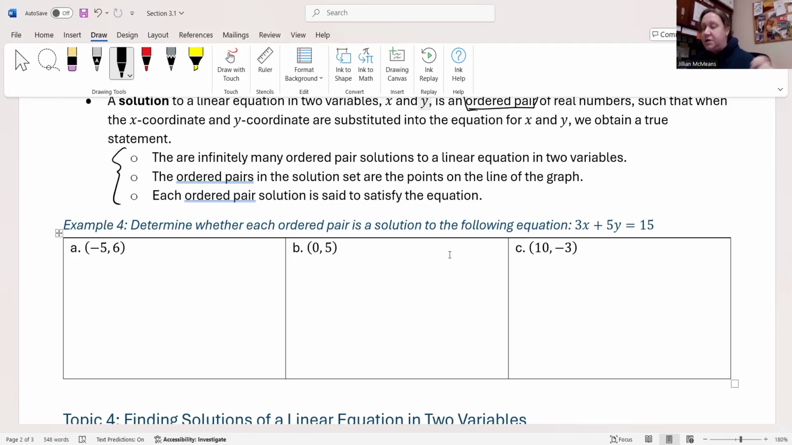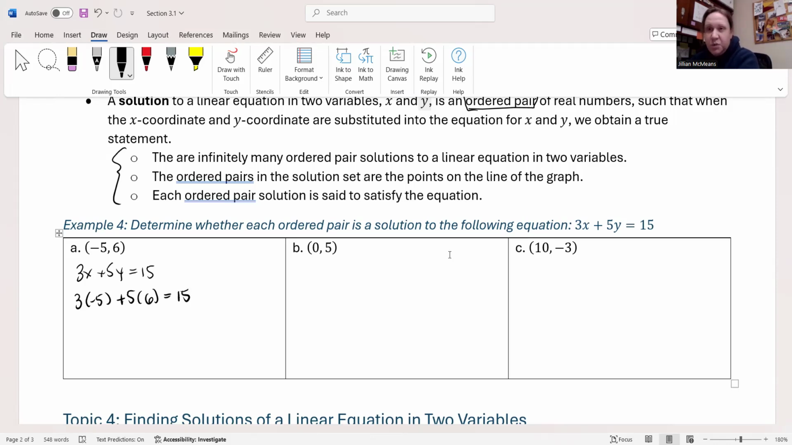Like I said earlier, you take the x coordinate and plug it in for x, you take the y coordinate and plug it in for y, and then you simplify to see if you get a true statement. Our equation here is 3x + 5y = 15. We know there are infinitely many solutions to this equation because this forms a line and all the ordered pairs that make up that line are the solutions, but let's see if this happens to be one of those solutions. Anywhere I see an x, remember the x coordinate comes first, I'm going to put a -5. Anywhere I see a y, I'm going to put a 6. So I'm going to take 3 times -5 plus 5 times 6, and let's see if that equals positive 15.